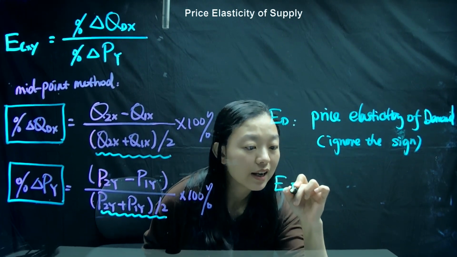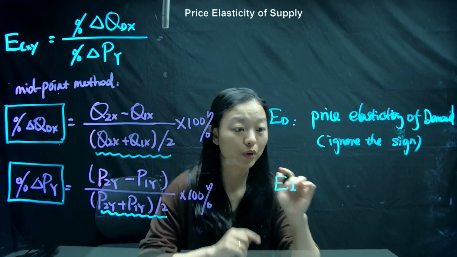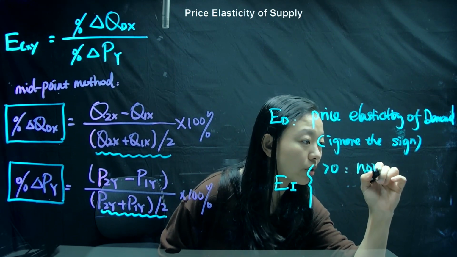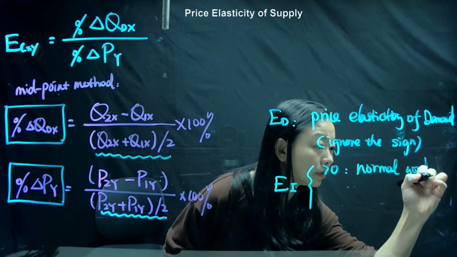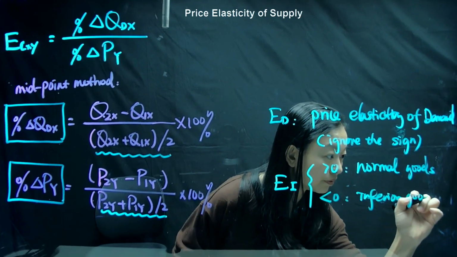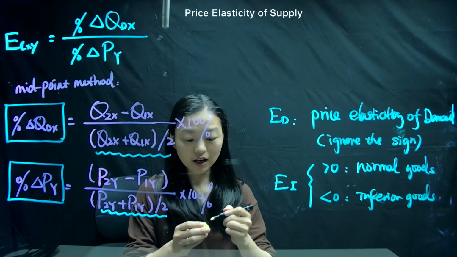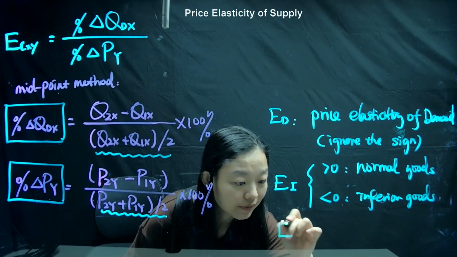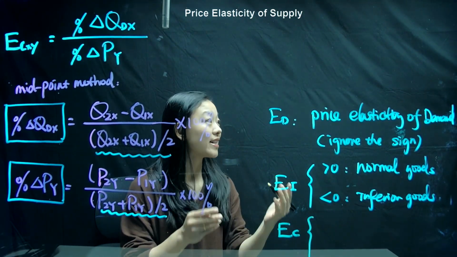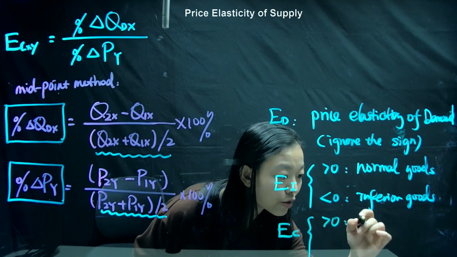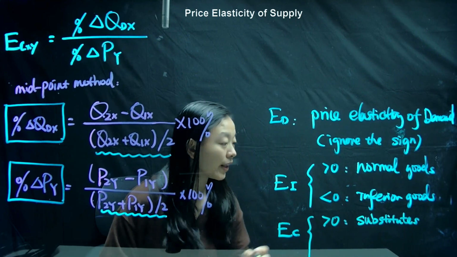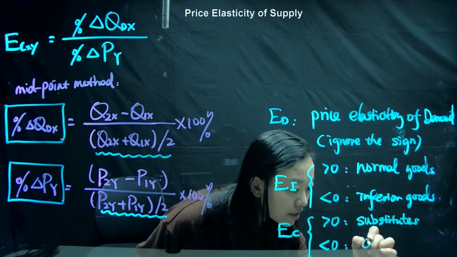However, when we talk about income elasticity of demand, we cannot ignore the sign, because if it's positive, it means normal goods. If it's negative, it means inferior goods, right? And when we talk about cross price elasticity of demand, the sign also has a special meaning. If it's positive, it means these two goods are substitutes. Okay? If it's negative, that means those goods are complements.